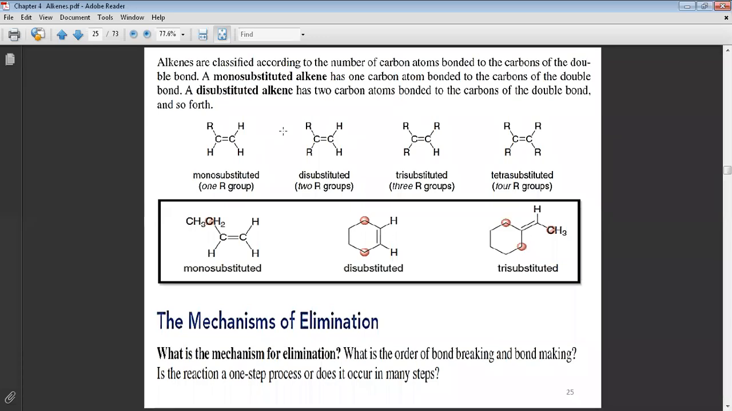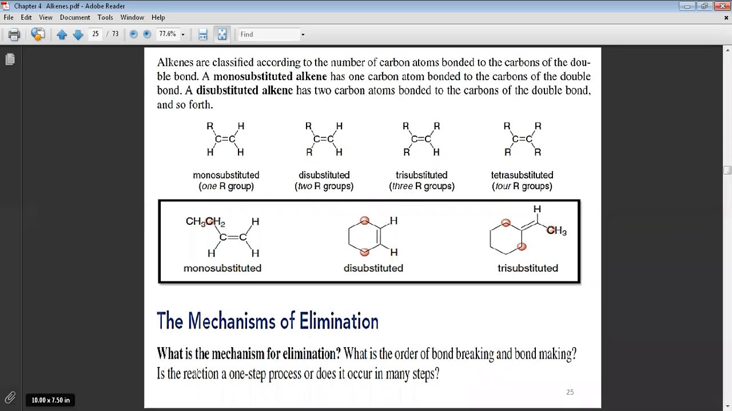The mechanism of elimination, students. He said here, what is the mechanism of elimination? Elimination meaning حذف. What is the order of bond breaking and bond making? You have some bond to be broken, and there is some bond to be formed.